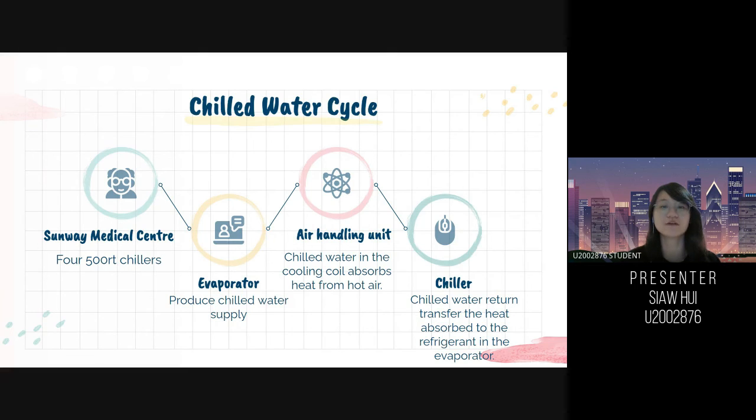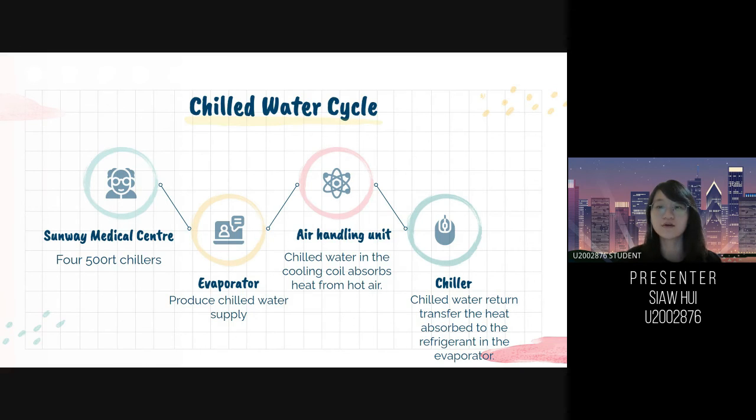There are 4 chillers of 500 refrigerant tonnages at Sunway Medical Center. In the chill water cycle, chill water supply, which is produced in the evaporator of the chiller and usually maintained at 7 degrees Celsius, will flow through a dark blue color pipeline into the air handling unit.